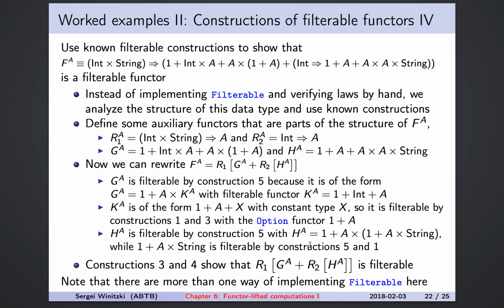The final worked example is this one. This is a bit interesting. So here's what we have. We have a big type expression. How can we show that this is filterable or that it is not? It looks like a lot of work. You have to write a lot of code and then check laws, and what if you implement it and then laws don't hold? Where did you make a mistake? All that is a lot of work.